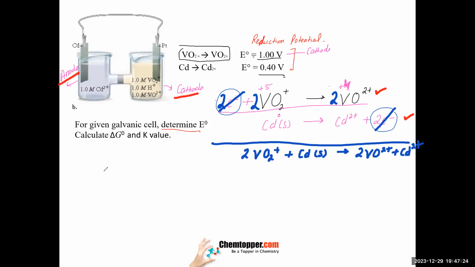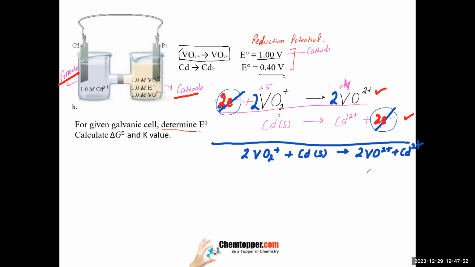So how will the electrons flow? Electrons will flow from cathode to anode or anode to cathode. This we did yesterday. Cathode is where reduction is taking place. Anode is where oxidation is taking place. This is the net equation.